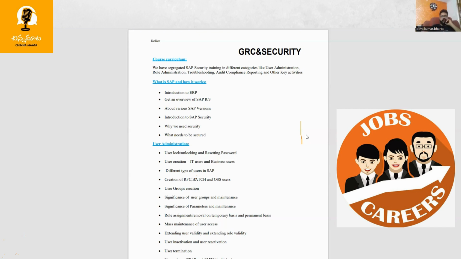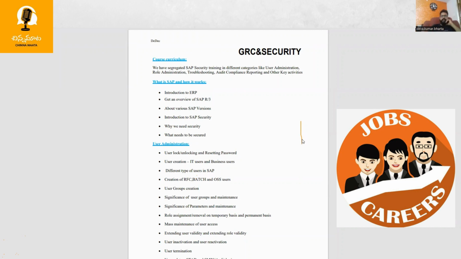So have you guys heard about this GRC? No, right? I don't think so. GRC is also a third-party tool which supports SAP Security. We use it for providing access to the end users, and end user access restriction is also provided by this GRC. Okay.